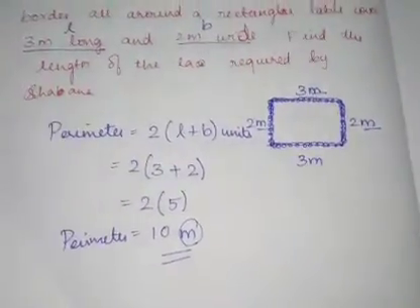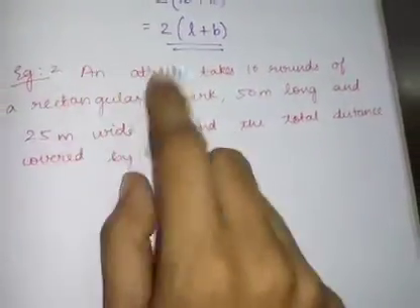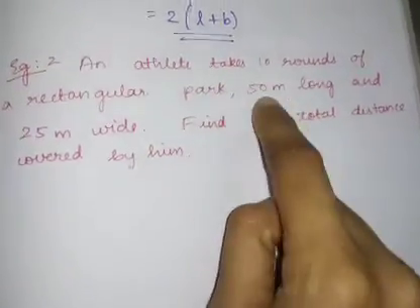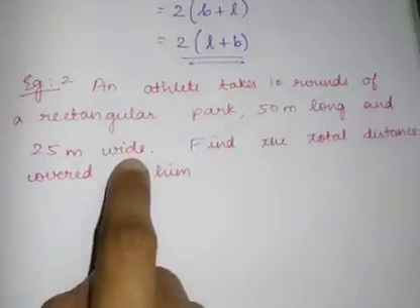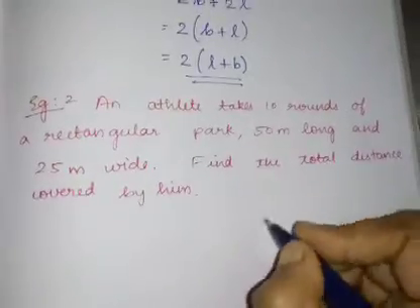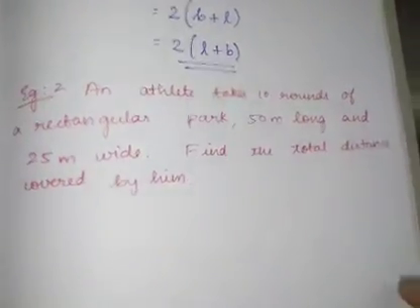Okay, understood? Next is your example number 2. What's the question? An athlete takes 10 rounds of a rectangular park, 50 meter long and 25 meter wide. Find the total distance covered by him. Now the athlete is running 10 rounds of a rectangular park. The park is in what shape? Rectangle shape. The athlete is running like this, going and coming again. Once he goes like this, one round is over. So 10 times he is going around this rectangular park.